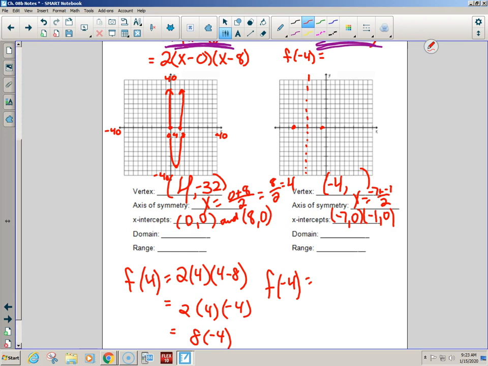But the nice thing is, guys, domain: what can I fill in right away? All real numbers. Do that for number 2, too. You know that one. Go fill it in, all real numbers. So what about range? It's a y. Y greater than or less than? Greater than, because it's above. Greater than or equal to what? What's the lowest the parabola goes? Negative 32. Rocking it.